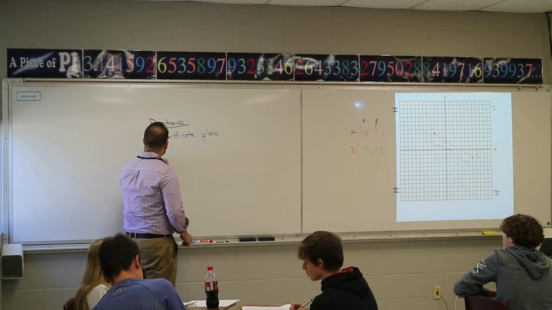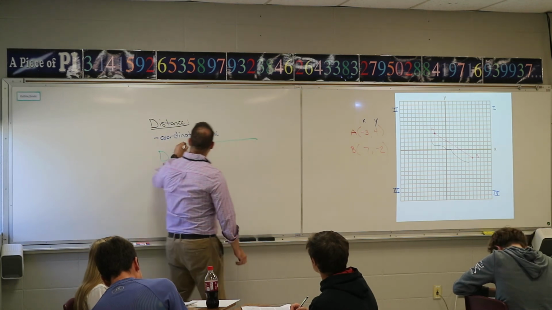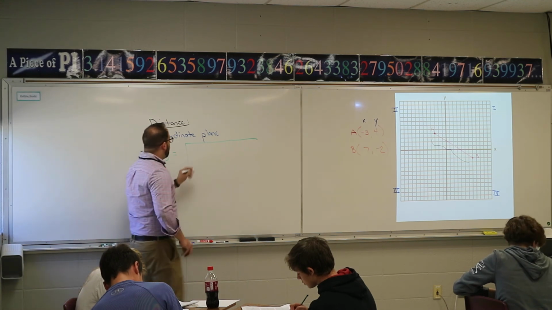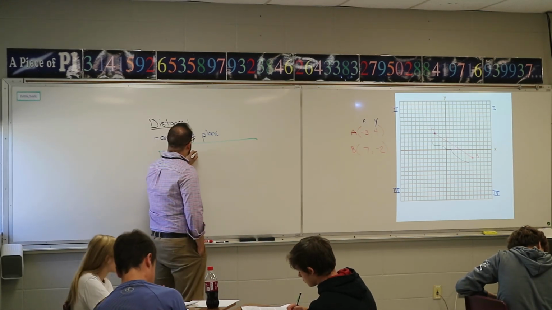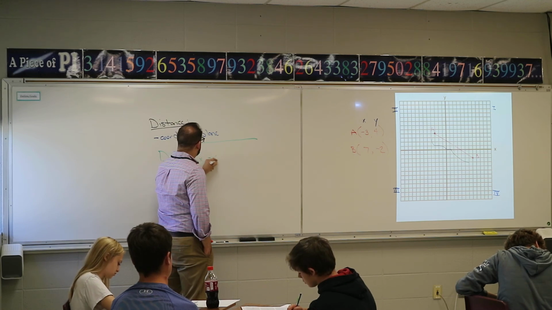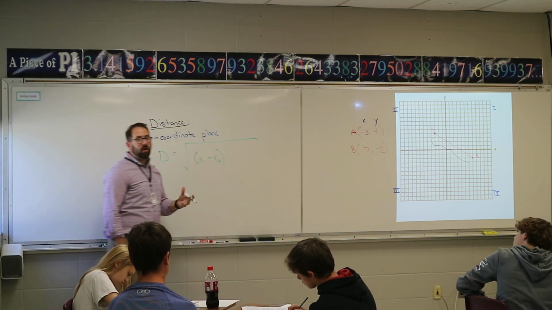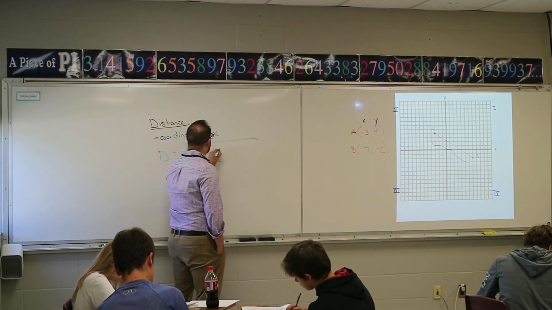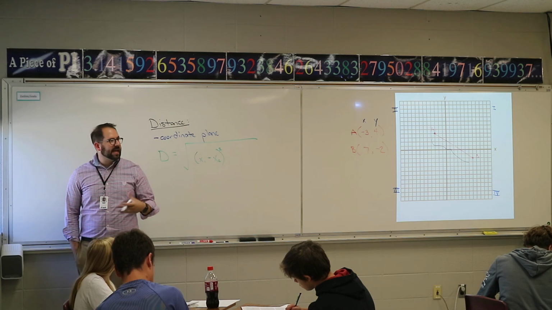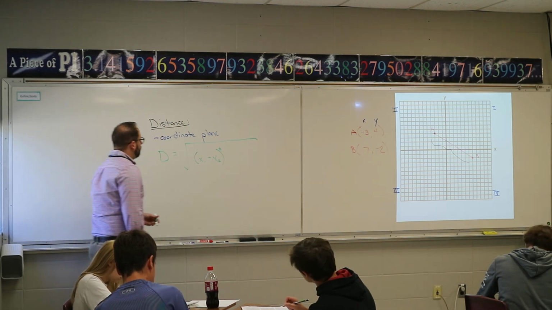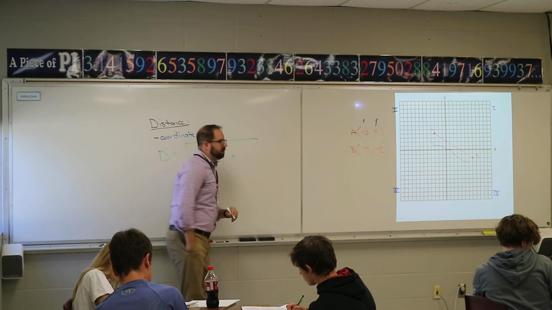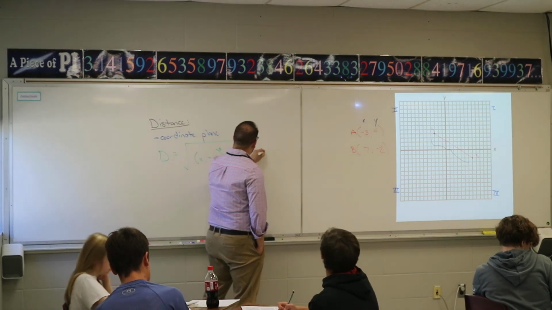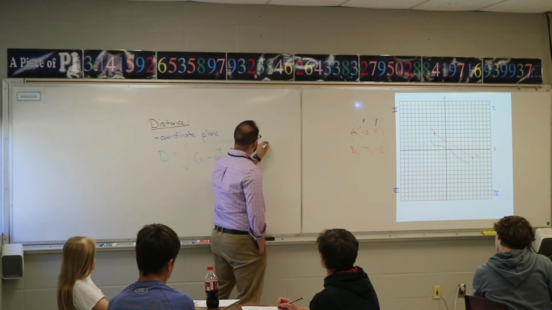Okay, so distance equals a big square root. I'll explain that in a minute. It's a big square root. Now, on the inside, you're going to subtract the 2 x's, in parentheses, whatever the 2 x numbers are. And then you're going to square that answer. Squaring means to take it times itself. Then you're going to add the difference in the y numbers. So you're going to subtract the 2 y numbers and square those.